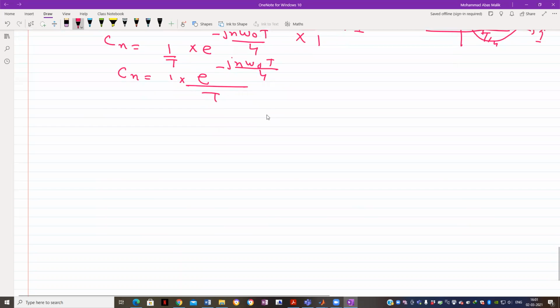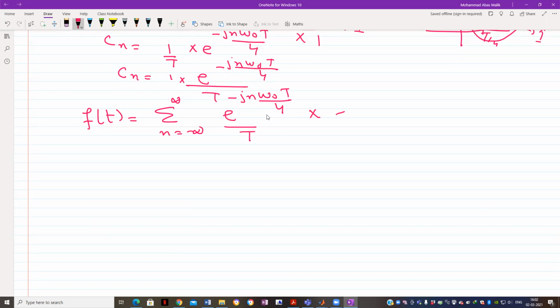Once you have the Cn value, can you write this Fourier series? The Fourier series will be f of t equal to the summation of n from minus infinity to infinity of Cn e raised to the power j n omega naught t, that is, e raised to the power minus j n omega naught T by 4, divided by T, into e raised to the power j n omega naught t. So this is the Fourier series expression for the above waveform. Got it? Yes. So we are done with this.